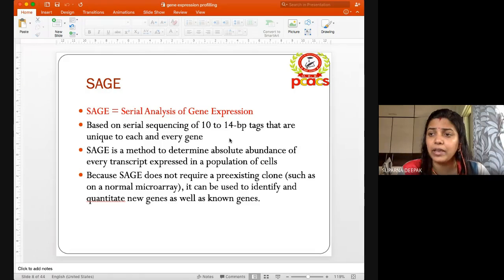In case of microarray, we require probes. So when will we get probes? Only when we know the genes, right? Then only we will be able to develop a probe for that particular gene. But in case of SAGE, we don't require such a probe. We can directly work with the gene. So it is possible that we can quantitate the level of new genes also. If they are unknown genes, we can quantitate them too. We can find out how many copies, or how much amount, of those genes are being transcribed.